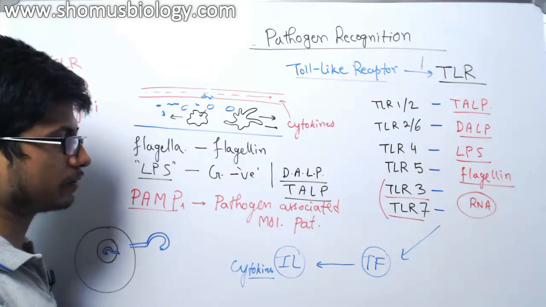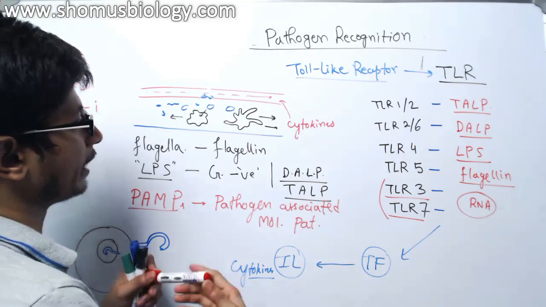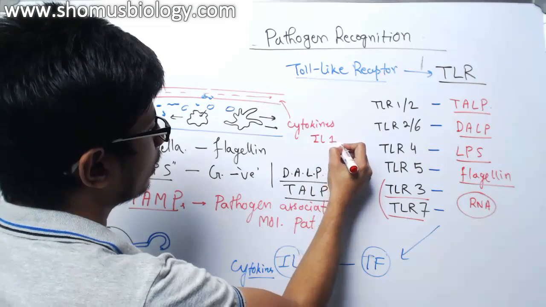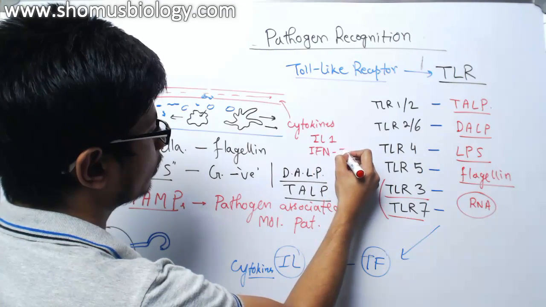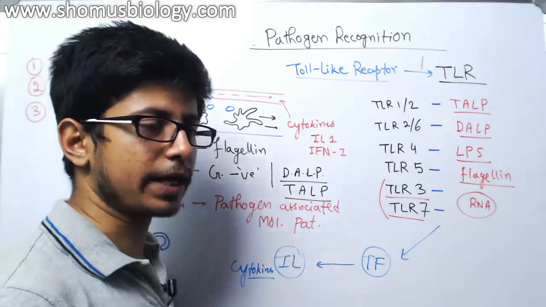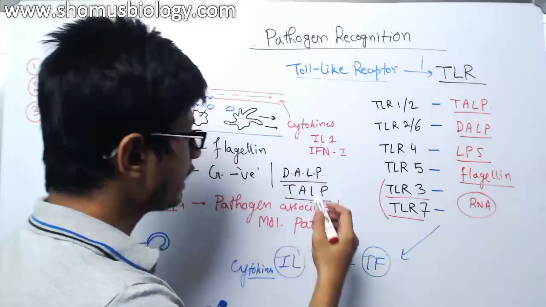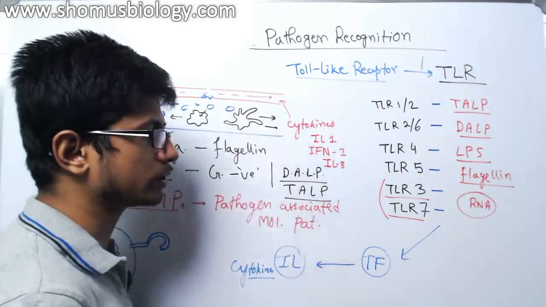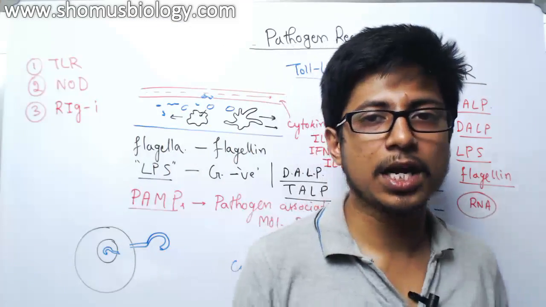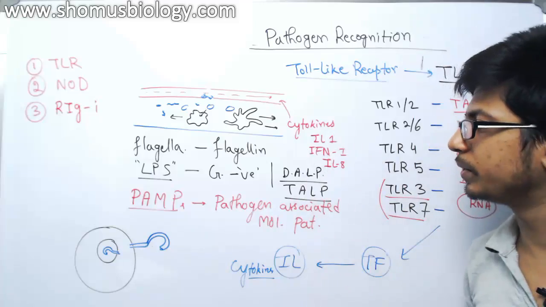Okay, these are the cytokines that we are looking for at the very beginning. Interleukin 1, interferon type 1, and so many different types of interleukins are generated. Interleukin 8 will be required for the process of leukocyte rolling and adhesion. All these interleukins start to be released.